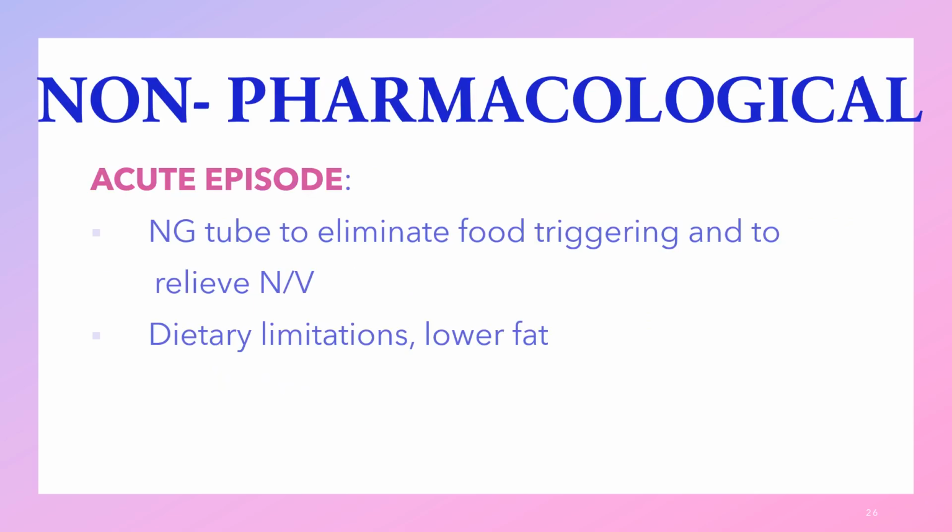For acute episodes in the hospital, we're going to make the patient NPO. We're going to give an NG tube. And we're going to try and eliminate food triggering in the gallbladder. Okay, so we're going to try and give that rest, try and relieve the nausea and vomiting. And then we're going to implement, when we do start feeding, some dietary limitations, particularly lower fat.